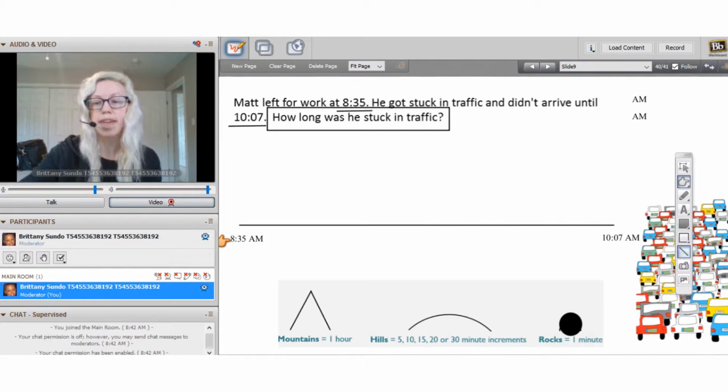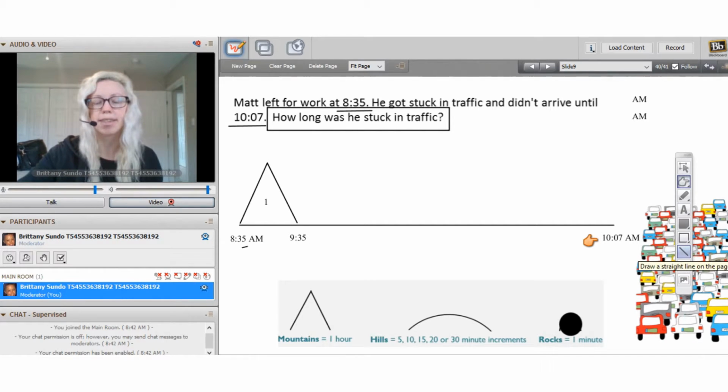Let's see, 8:35 a.m. It ends in a 5, so yes, this is a number that I can easily skip count by 5s, 10s, 15s, 20s, or 30s. So I won't need to use any rocks just yet. I'm going to save those. I'm going to start with my mountain because it is the biggest increment of time, as it's worth 1 hour. So I'm going to draw a mountain first, and I'm going to put a 1 inside my mountain so that I can remember that it's worth 1 hour. Now I'm going to look at how much time that would be. If I start at 8:35 and go 1 hour later, that's going to bring me to 9:35 a.m. And I need to go all the way to 10:07 a.m.